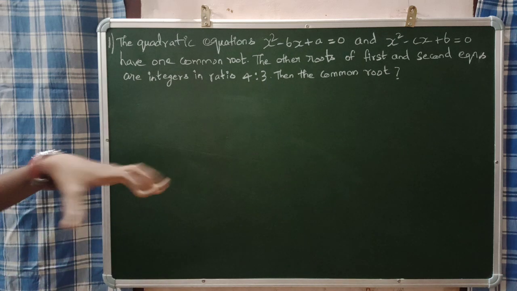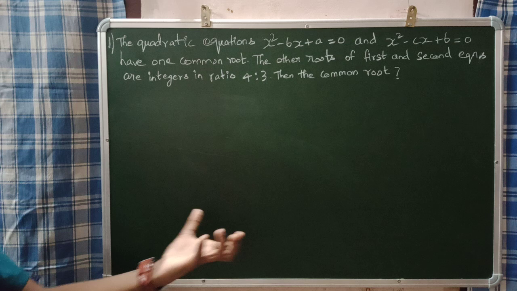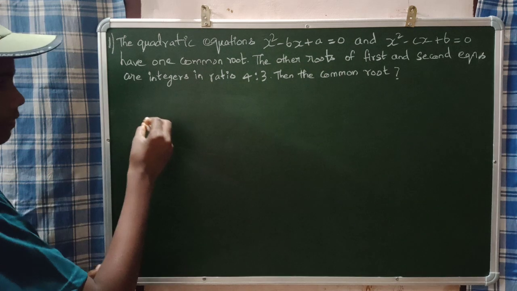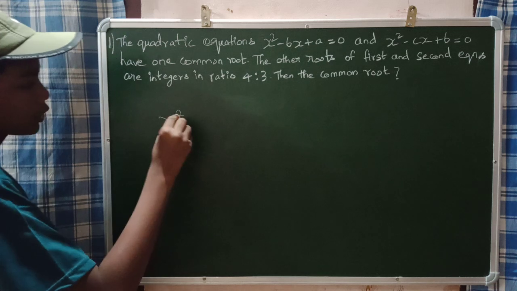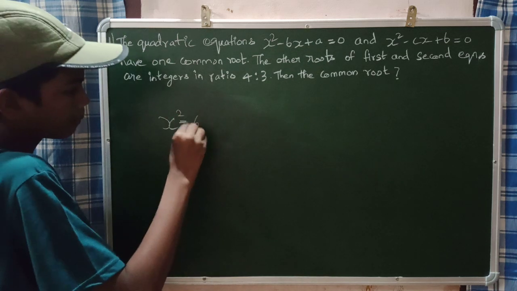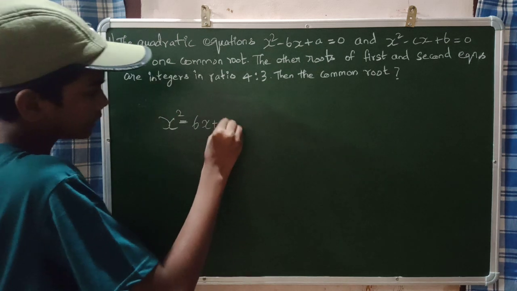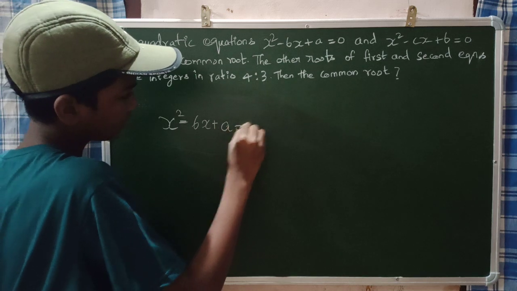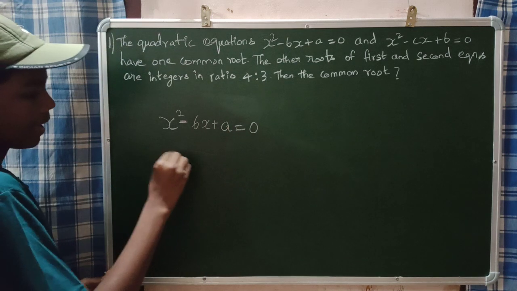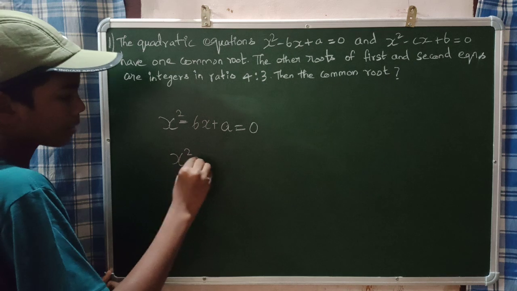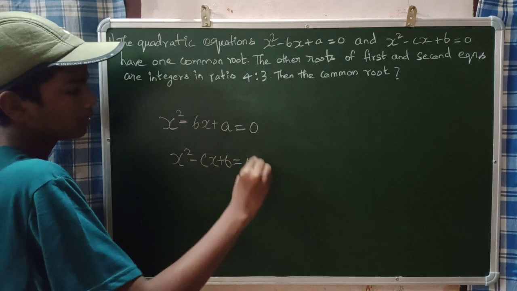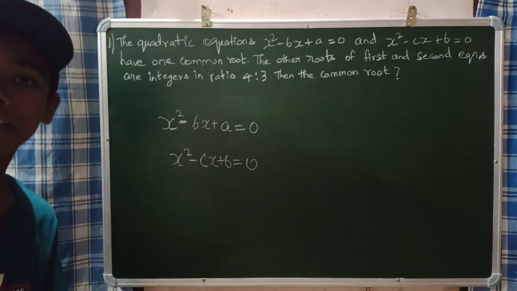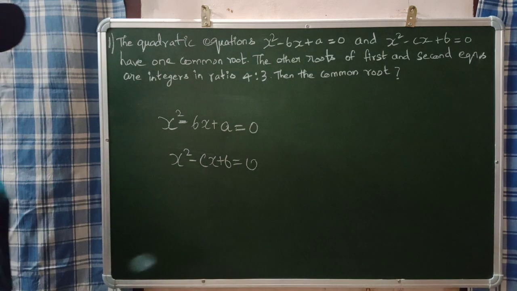So first I will write these two equations here. The equations given in the question are x square minus 6x plus a is equal to 0 and x square minus cx plus 6 is equal to 0. These are all the equations given in the question.